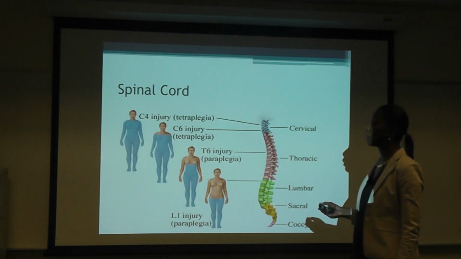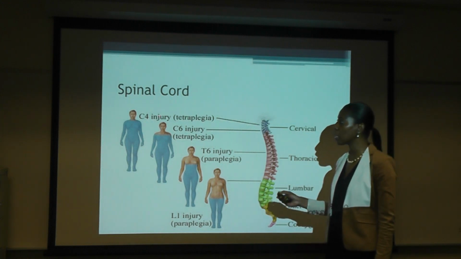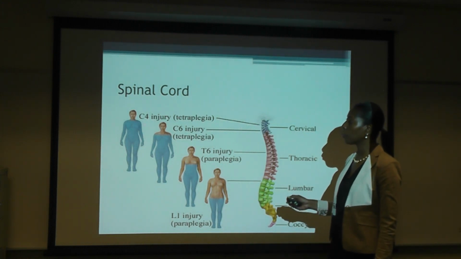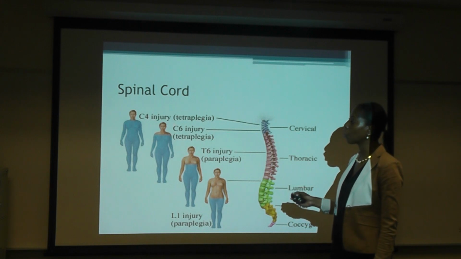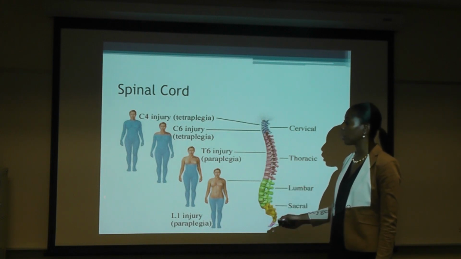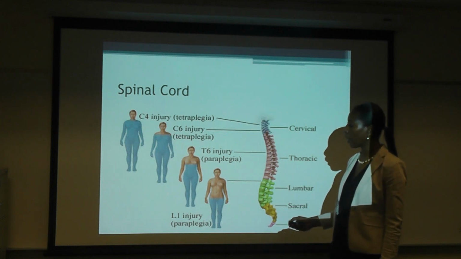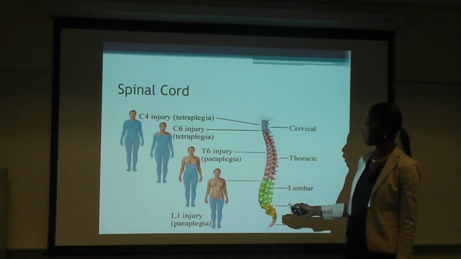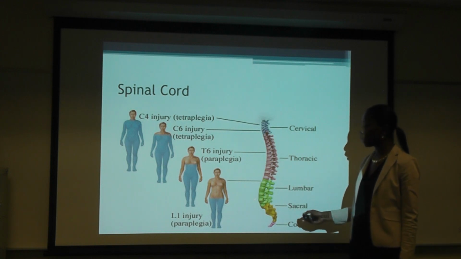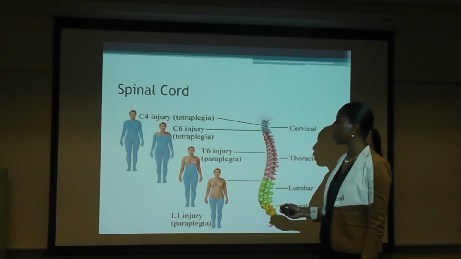When we talk about areas that are damaged and what we're going to see, we have a C4 injury. C4 injury, you're going to have tetraplegia. Everything below that level where C4 innervates is going to be gone. C6 can also be tetraplegia, anything below that. T6, paraplegia, it's actually below the breastbone. And then L1 lesion, paraplegia, is below that belly button area here, okay? Very important to know.